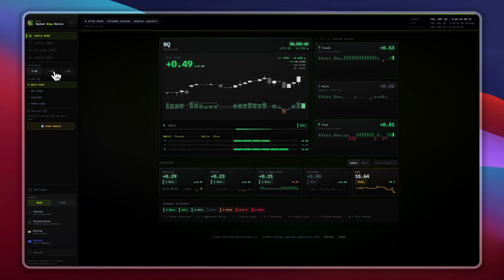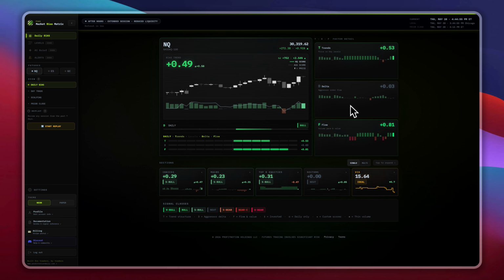So the way that we are scoring all of these instruments is with 3 different factors. So we're looking at trends. So this is essentially looking at price versus key levels. And we're looking at delta. So this is basically looking at buyers and sellers and who's winning. And then we're also looking at flow. So this is looking at volume pace, where price is in relation to the volume area. Also, we're going to add options flow in the near future.